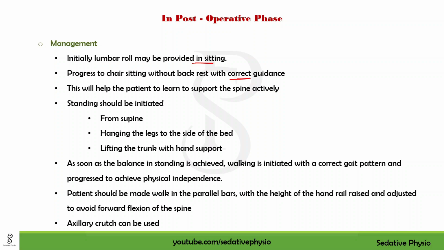If the patient has mastered it, then we will move to more complicated exercises, like seating the patient on a chair without a backrest. The chair will not have any type of backrest, and the patient will sit on the chair, and we will guide the patient to maintain the correct posture. We will help the patient maintain the correct posture and train the patient to make such posture. This will help the patient to learn and support the spine actively.